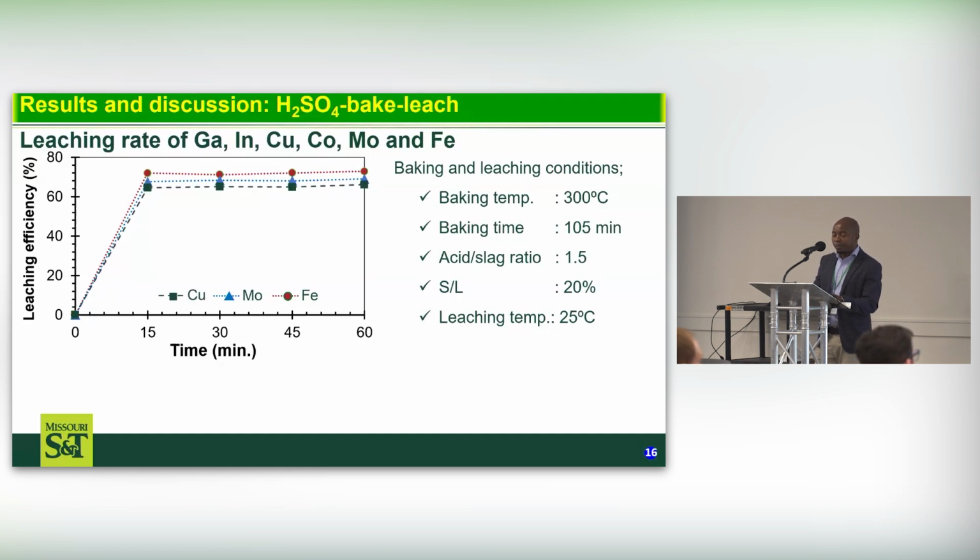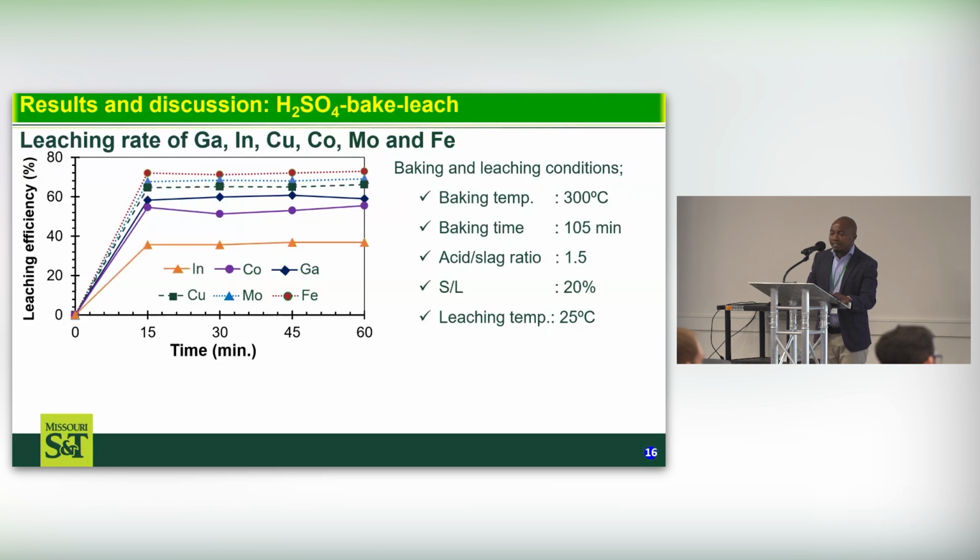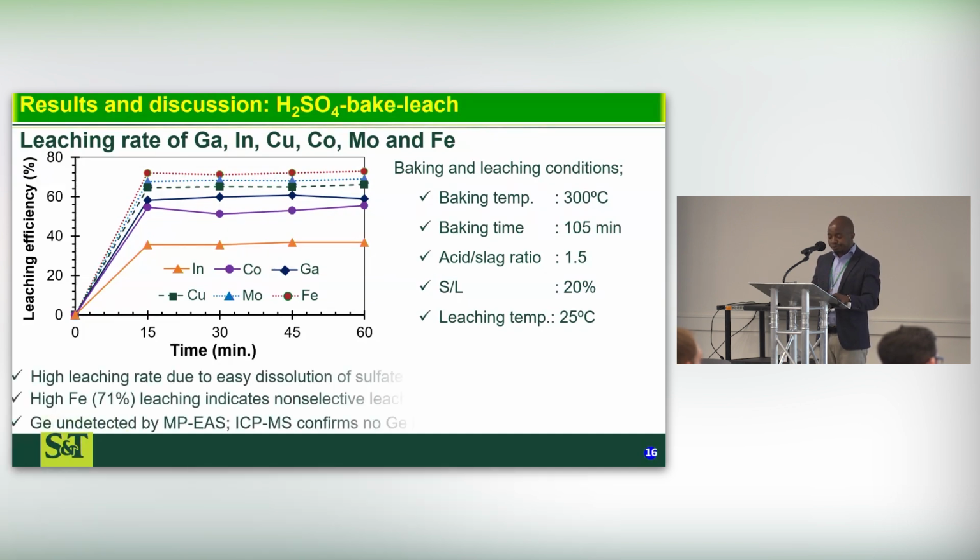Then we have copper, and then almost 60% of gallium goes into solution. We have cobalt, about the same amount, about 60%. Indium was the least in terms of leaching efficiency, but the notable thing is that the kinetics of leaching of these elements are quite high. Within 15 minutes, we could dissolve them into solution.